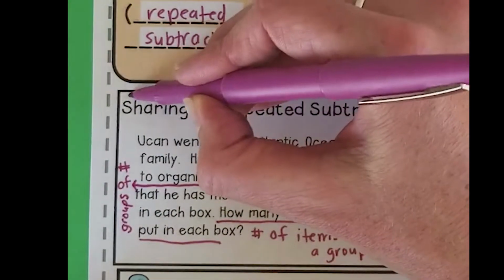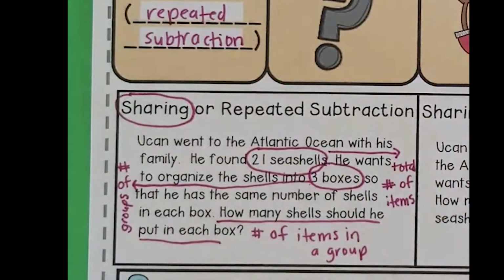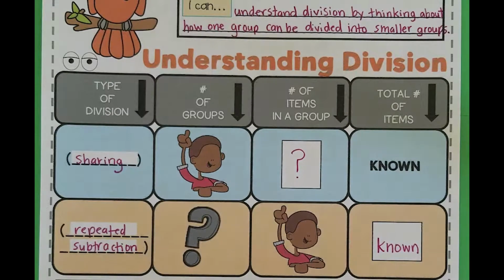So I know this kind of problem is a sharing problem, which makes sense because he's sharing those 21 seashells among his 3 relatives. I also know that because we know the number of groups, we know the total number of items, but we don't know the number of items in each group.